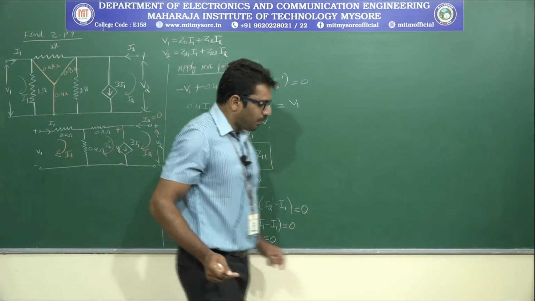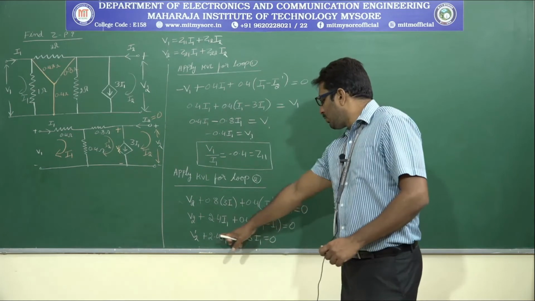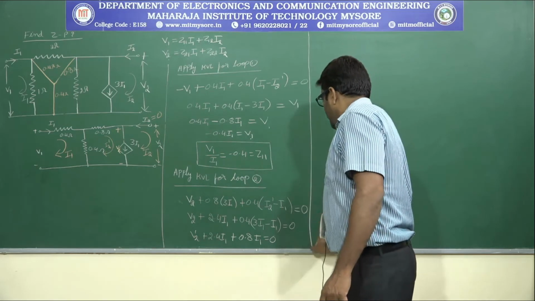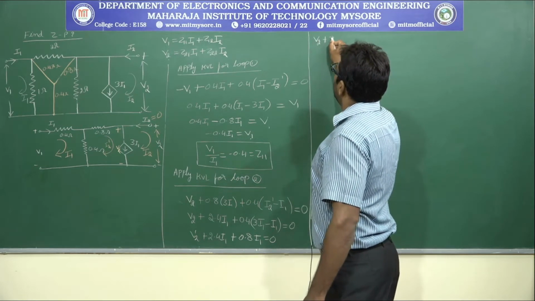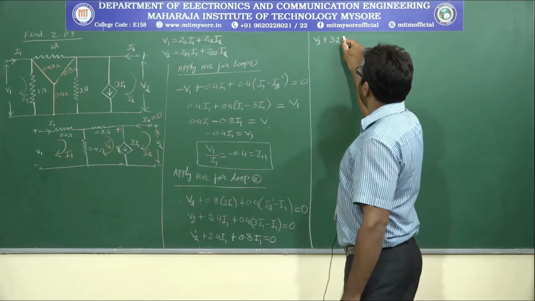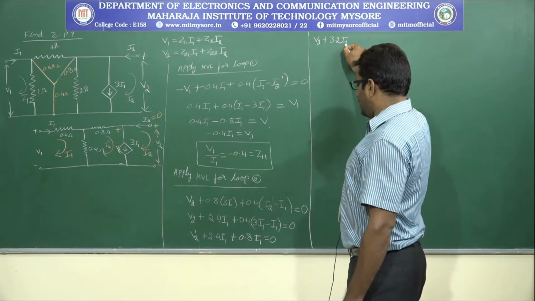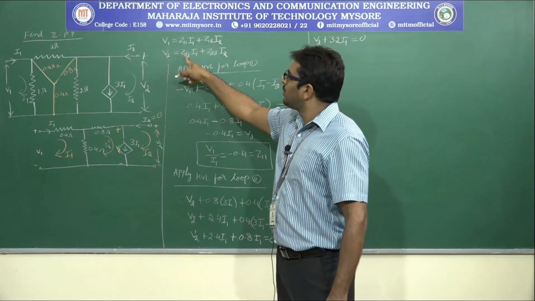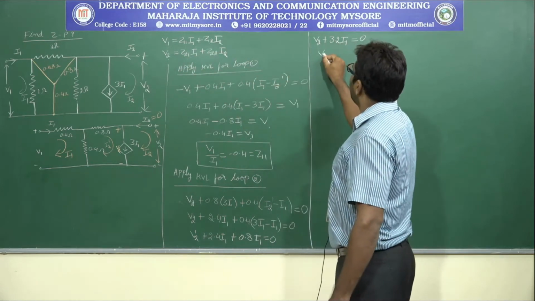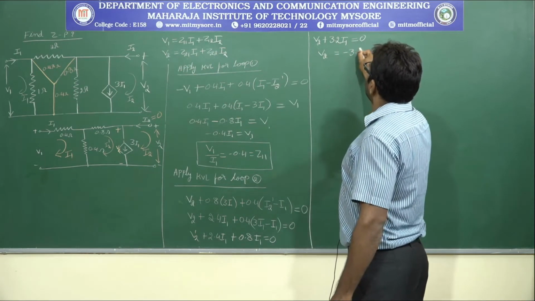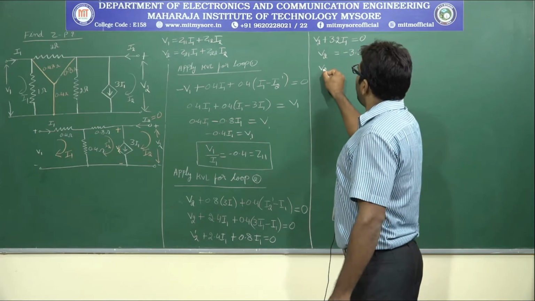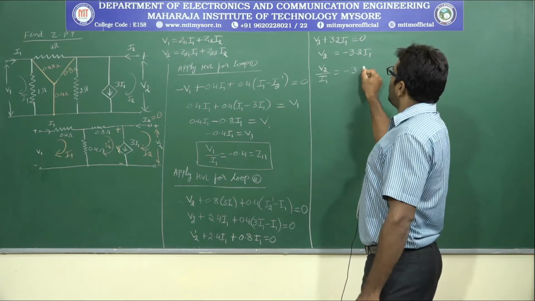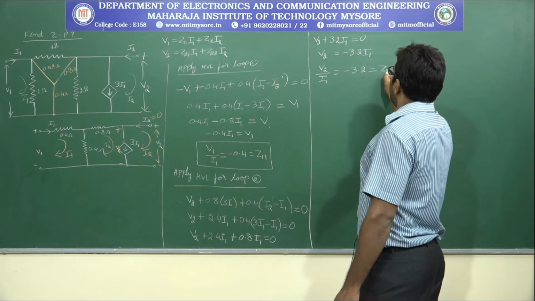Therefore, 2.4 plus 0.8 is 3.2. V2 plus 3.2 I1 is equal to 0. Next, in order to obtain Z21, which is equal to V2 by I1, V2 is equal to minus 3.2 I1. Therefore, V2 by I1 is equal to minus 3.2, that is equal to Z21.